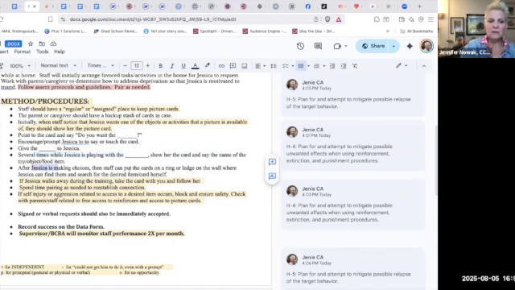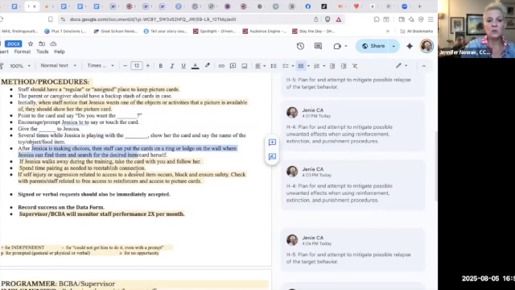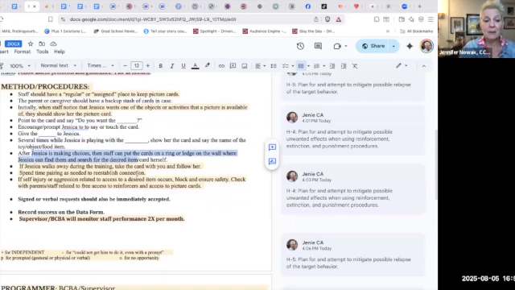And then I'm going to tell them what's coming next, right? Because we're looking for spontaneous and independent. After Jessica is starting to make choices, then the staff can put the cards on a ring or on a ledge on the wall where Jessica can find the cards and search through them for the desired item or card for herself. So we're starting to tell staff what the next step is going to be, but not until she's started making choices already.